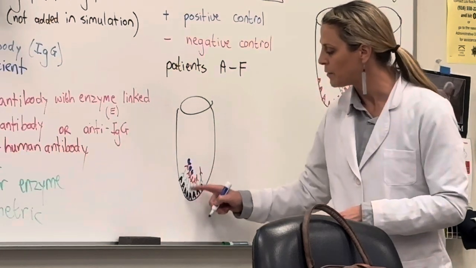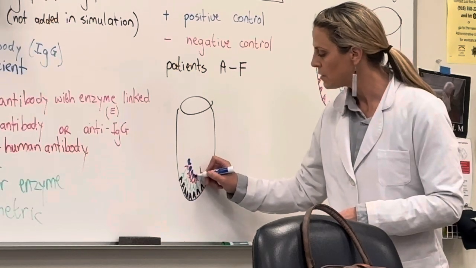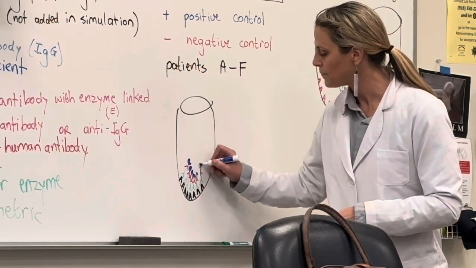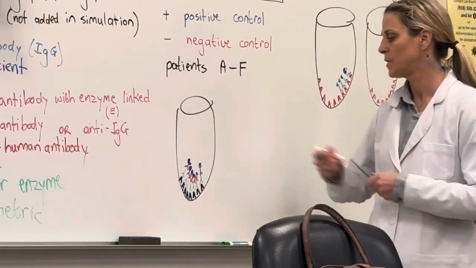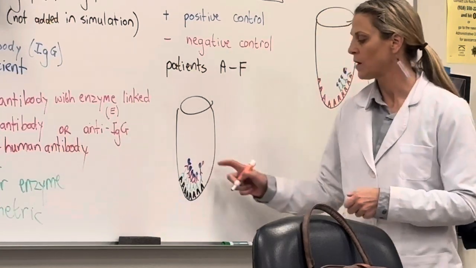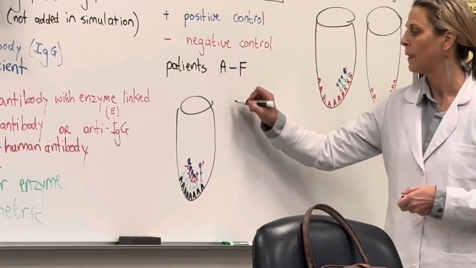Here's the sorbent part, they're absorbed. So here's our little enzymes. And then we're going to add the chromogen. So here, there's enzymes. So let's figure out what happens if our patient is negative.